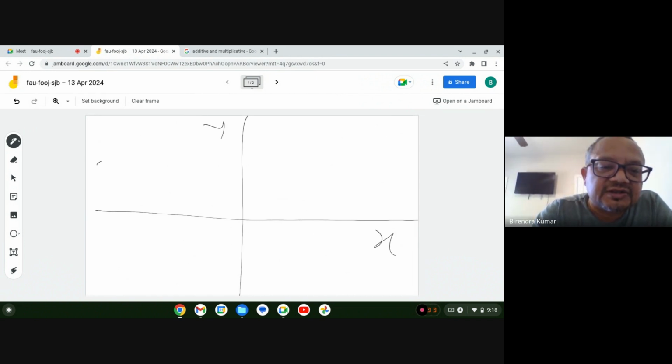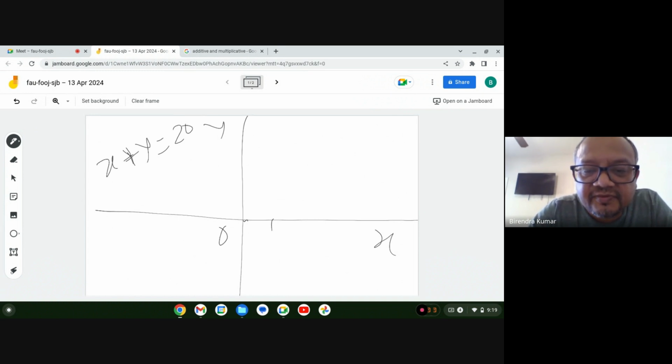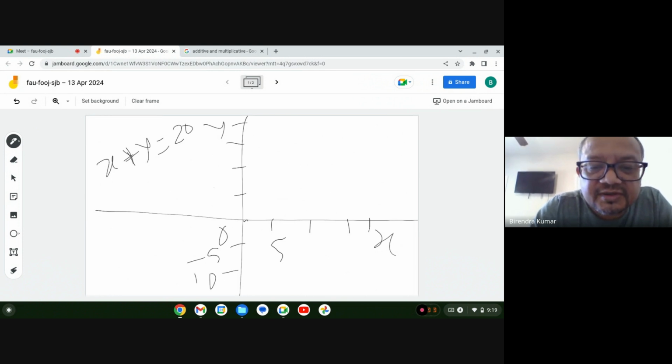If somebody says draw a graph with x plus y equal to 20. Okay, this is my 0. This is, let's say, 5, 10, 15, 20, and minus 5, minus 10. These are all 5.